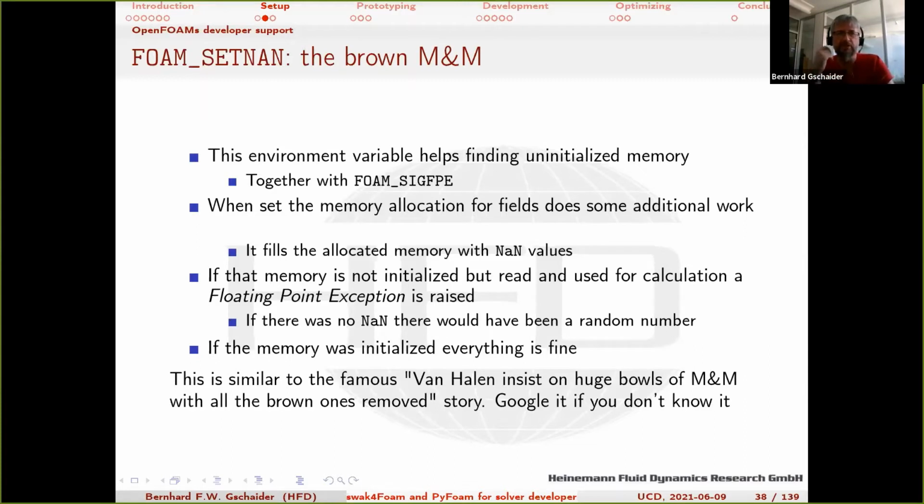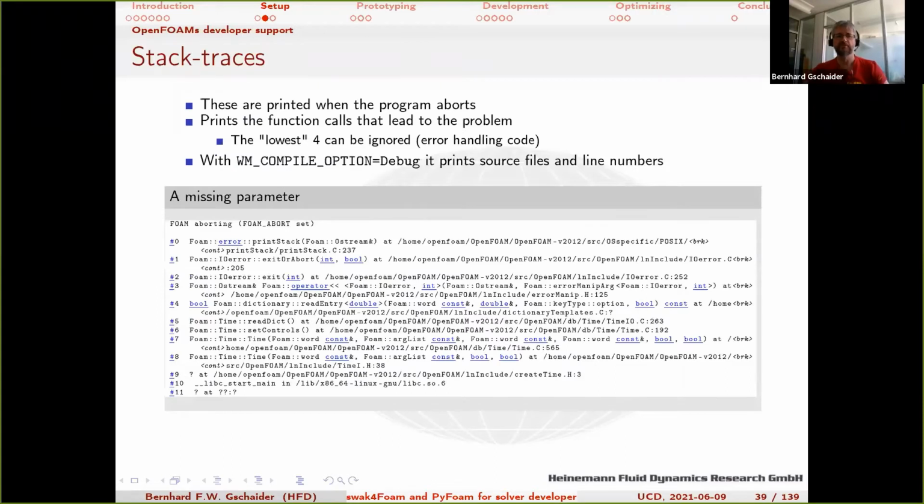This helps you track problems where you didn't initialize some memory, and usually there's random stuff in there, and with random stuff you can be unlucky and the program says, okay, I'm going to calculate with this random stuff. With this foam set none, you can be more sure that you have no uninitialized memory there. The story about the brown M&Ms, Google it, it's quite instructive.